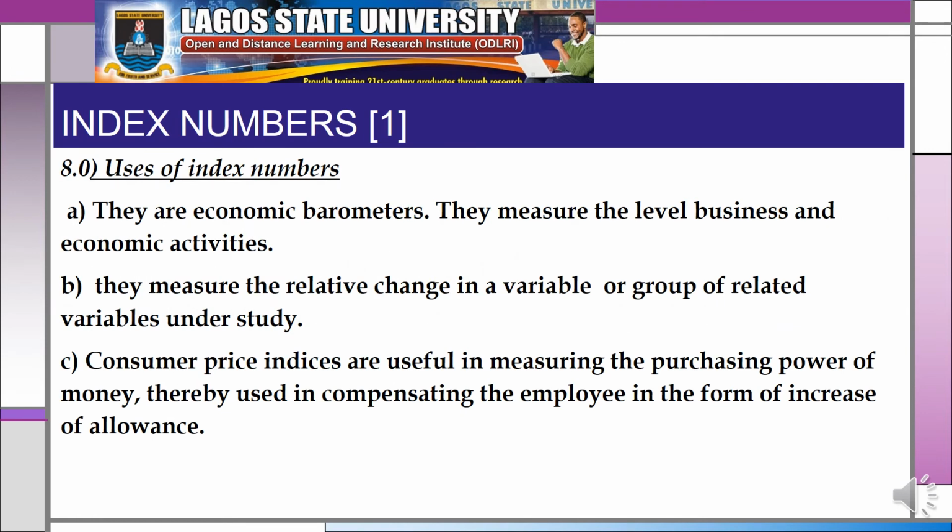Uses of index numbers. They are economic barometers. They measure the level of business and economic activities. They measure the relative change in a variable or group of related variables under study. Consumer price indices are useful in measuring the purchasing power of money, thereby being used in compensating employees in the form of increased allowance.